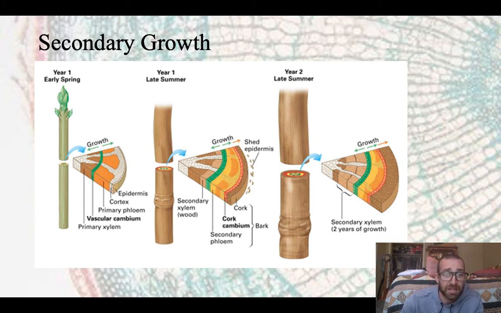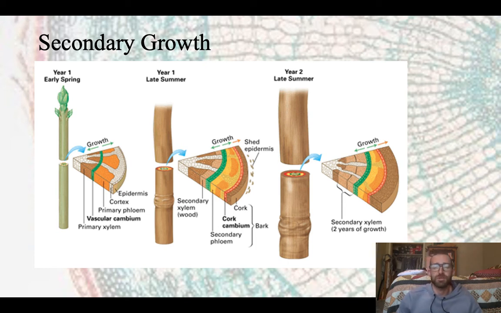So as the plant grows, this vascular cambium right here produces secondary xylem, so new xylem, and secondary phloem, new phloem on either side of it. And in that process, it increases the thickness of that stem, right? And you can see it getting thicker and thicker each year, right, as it produces more secondary xylem and secondary phloem. Think of like tree rings, right?